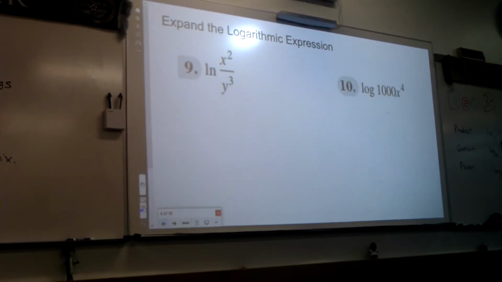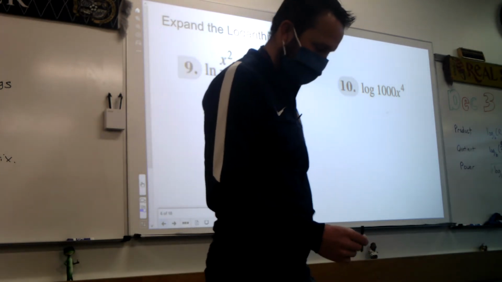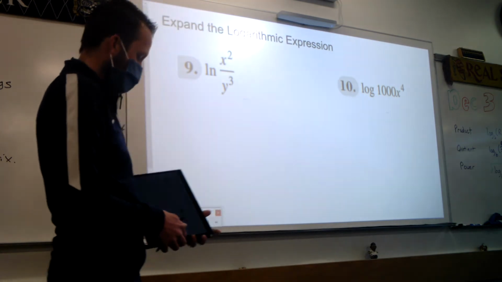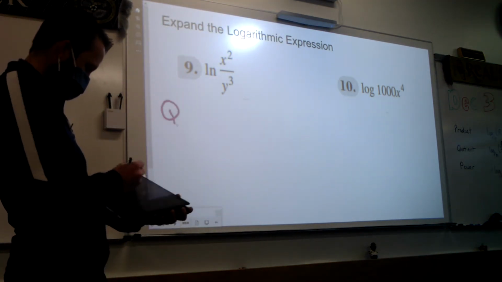Alright, so let's send this first one out to Micah, and the second one we're going to go to Josh Lim. Okay, so Micah, how did you start out number 9? You start by using the quotient property. Awesome. Tell me how to write it out using the quotient property.